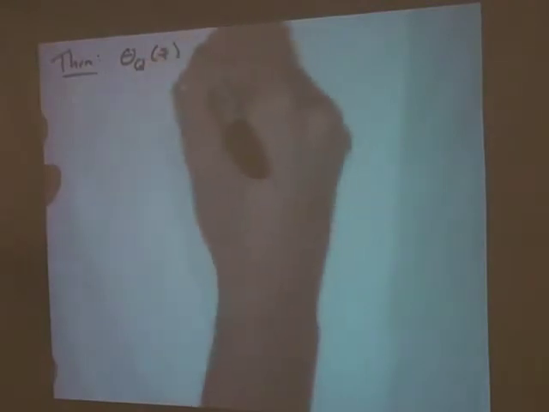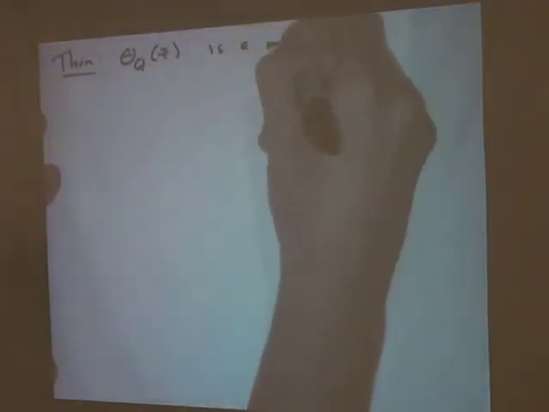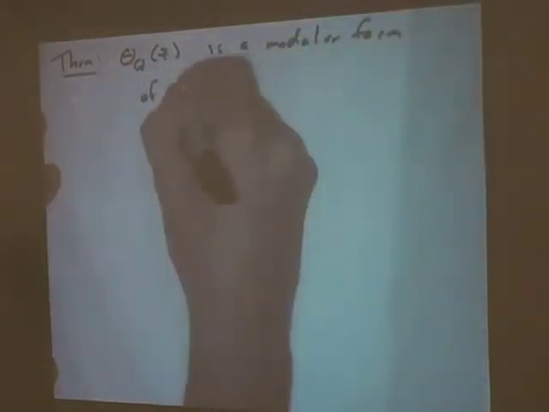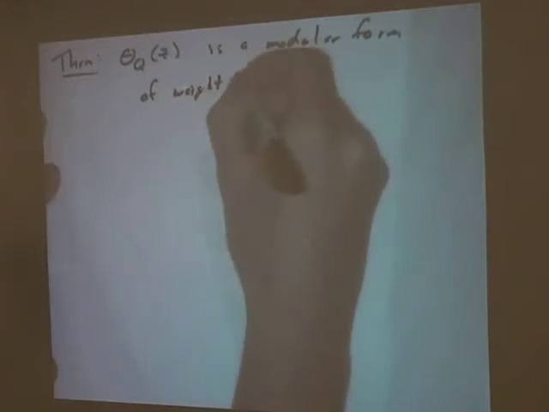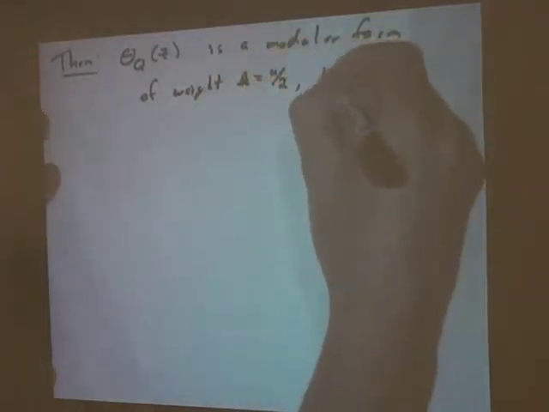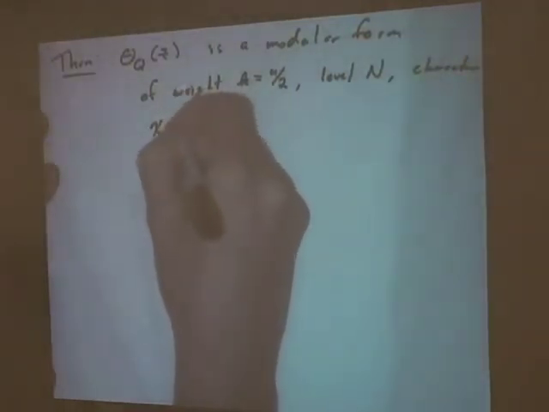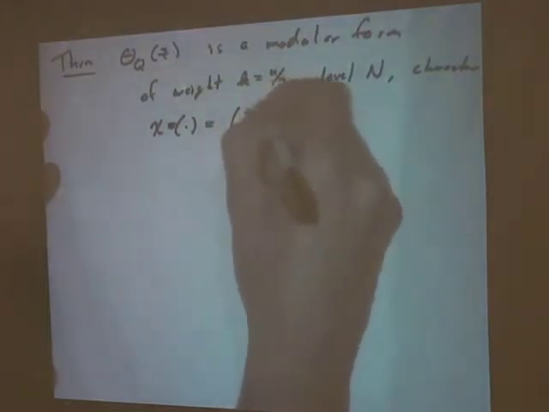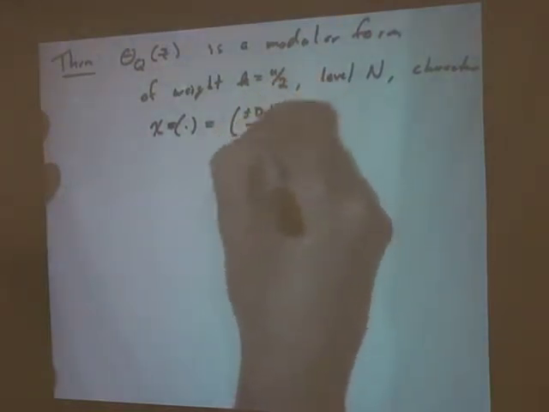So the theorem is that this theta function, q of z, is a modular form. I'll say what that means. Of weight k, which is half the number of variables, some level N, and some character chi, which is a quadratic character, so chi of something is going to be a plus or minus the determinant of the form over that thing.